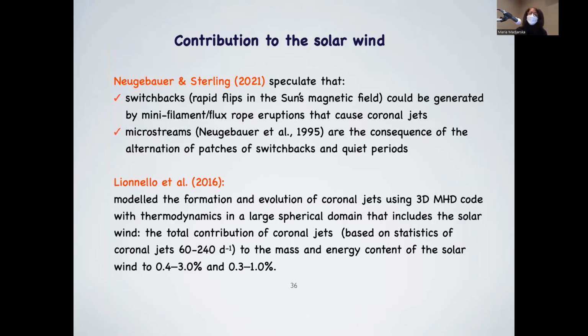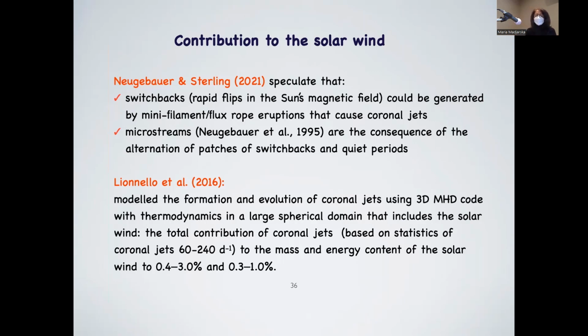Contribution to the solar wind. Well, I just will mention a work by Neugebauer and Sterling, where they speculate about the so-called switchbacks. Everybody maybe heard, it was all over the news that Parker Solar Probe observed the so-called switchbacks, where the magnetic field is seen to tilt as it expands from the sun. And they speculated that these mini eruptions, these jets I showed you, are the source of switchbacks.